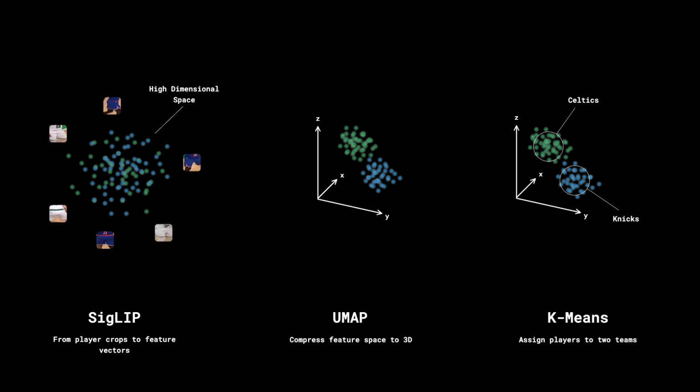Once we have 3-dimensional embeddings, we apply k-means clustering. K-means is a simple but effective algorithm that partitions data into a specified number of groups. Here, we set the number of clusters to 2, because we expect 2 teams in each game. If the process works as expected, the cropped player images naturally separate into 2 distinct groups. Each cluster corresponds to 1 team, purely based on uniform color and visual features.